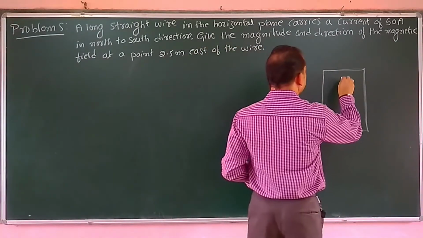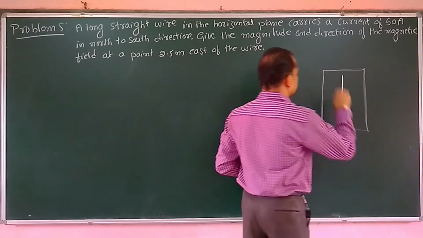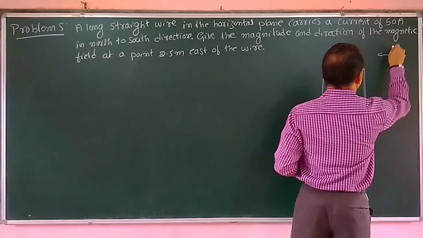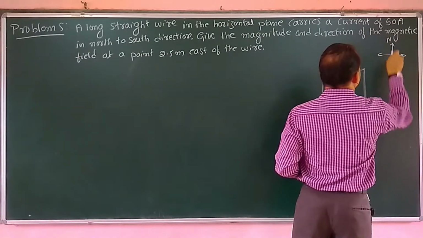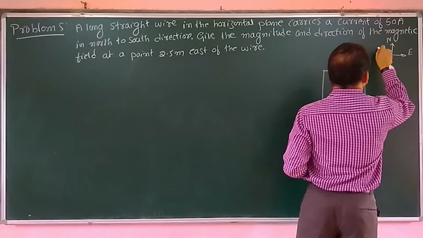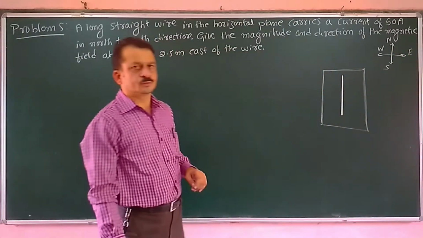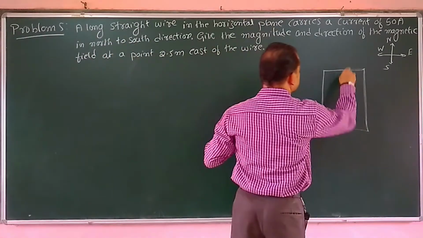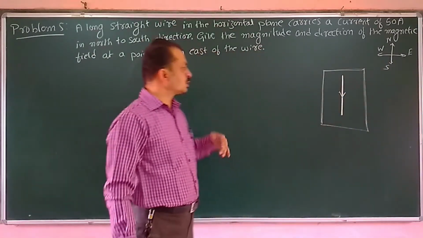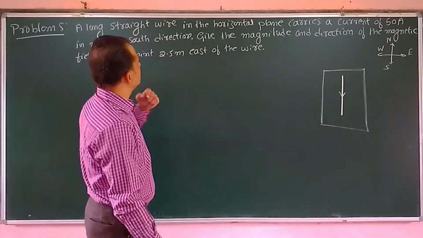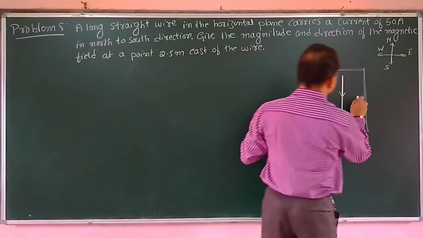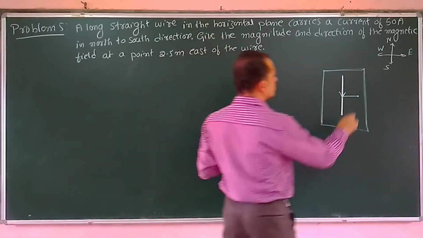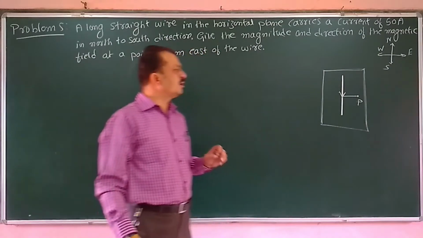Now here I have a wire. We have to mention the direction also. Upward is north and downward is south, and east and west, that we know. It should be in the plane, like that. Now it is carrying the current in which direction? It is carrying from north towards the south. Now where is the point? The point is towards east. Now here we have some point, and at this point we have to calculate the magnitude of the magnetic field.